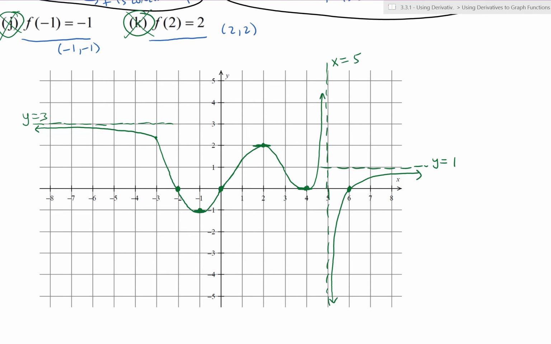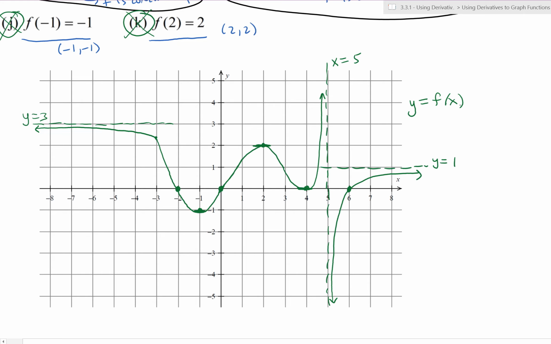So that's a lot of stuff, right? There's a lot of stuff. However, this stuff is all stuff that was given to us in this particular problem. And piecing everything together, piece by piece, we can come up with the graph of this function f of x.